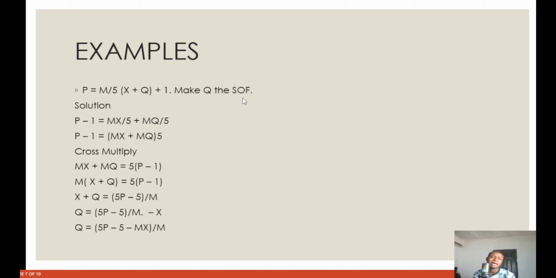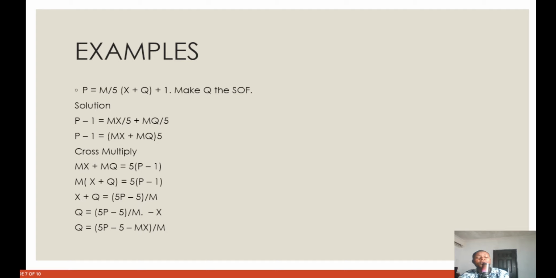So let's look at another question here, and that is p equals m all over 5 into bracket x plus q plus 1. So here it's very simple, and we have to make q the subject of the formula. So here we take 1 to the other side first, so as to make the other ones stand alone. So here we use that 5 to open the bracket. So from there we make q the subject of the formula. You can try this one on your own, and you will see that you get the final answer based on what I've explained to you earlier.